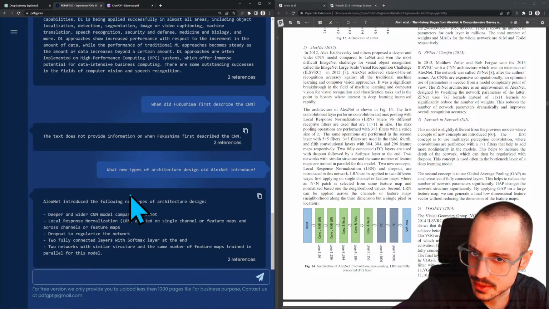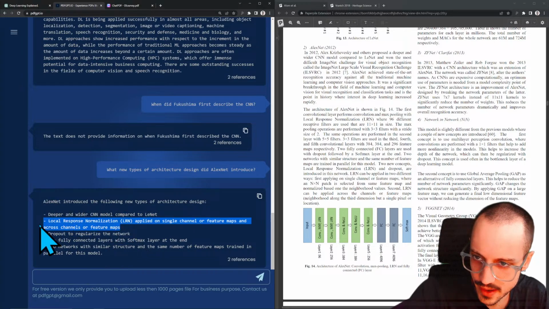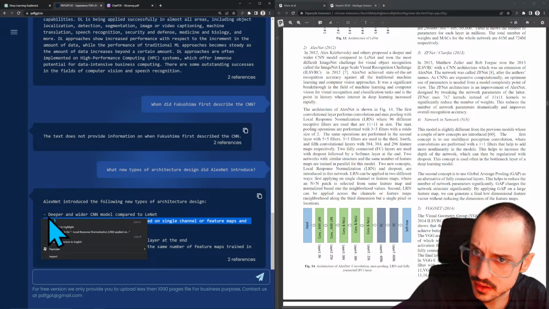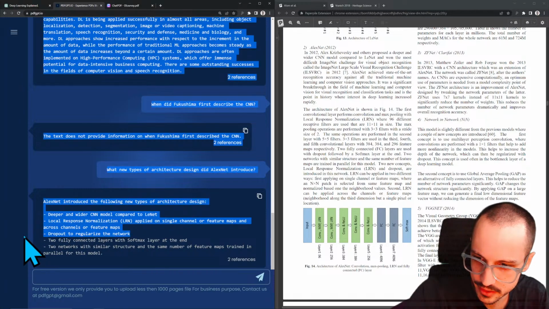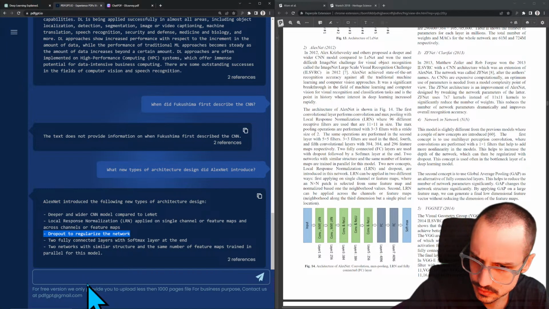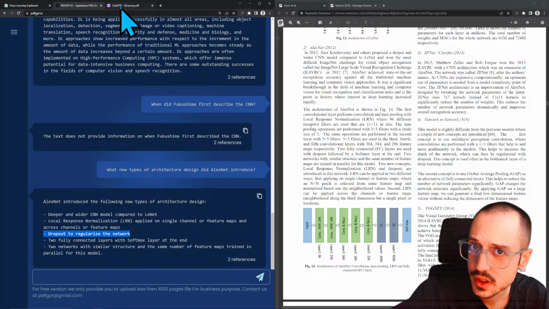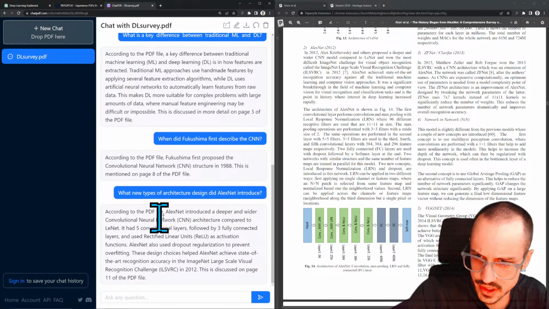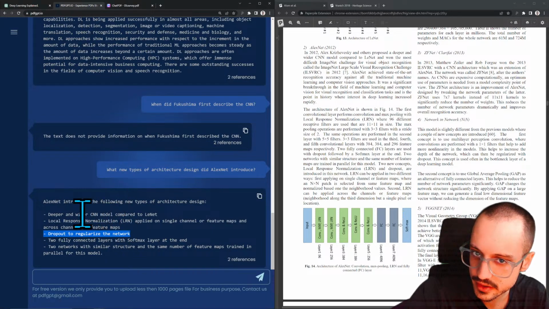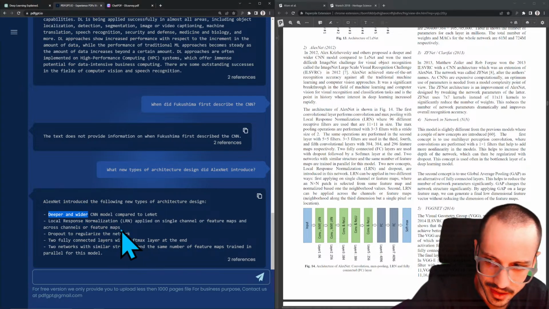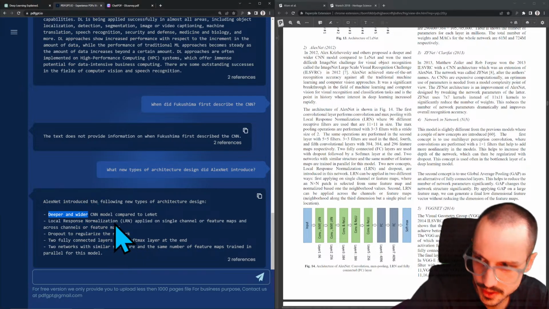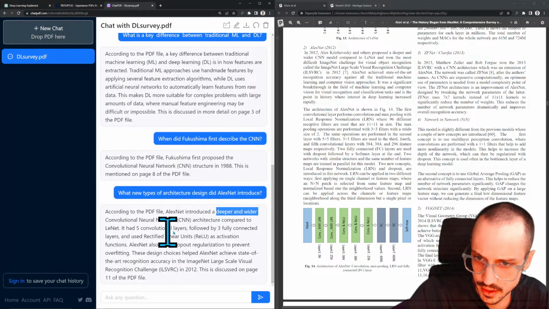Let's see what PDF-GPT says. Deeper and wider model. Okay. Here you go. LRN. It got that. So PDF-GPT is doing well, getting the LRN and getting the dropout. Deeper and wider. You see how both of them have this deeper and wider. So both of them kind of centered in on that particular sequence of tokens there, deeper and wider.